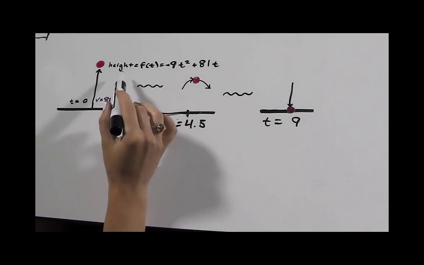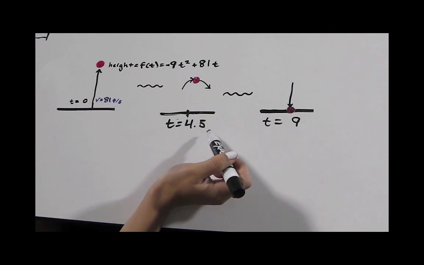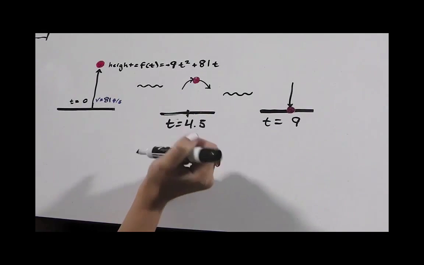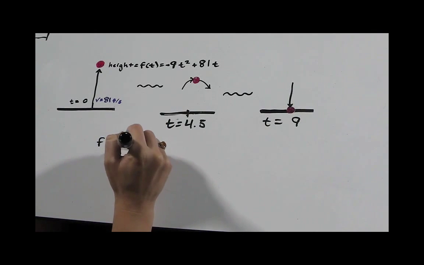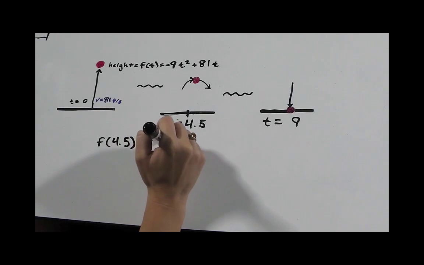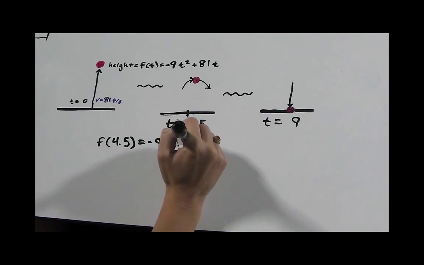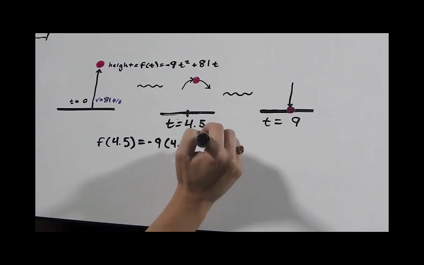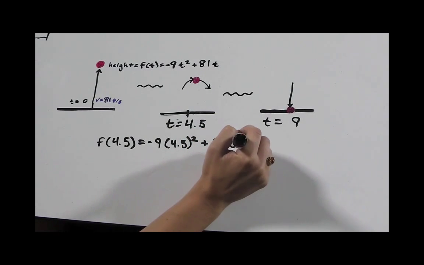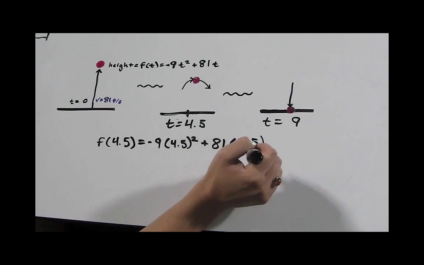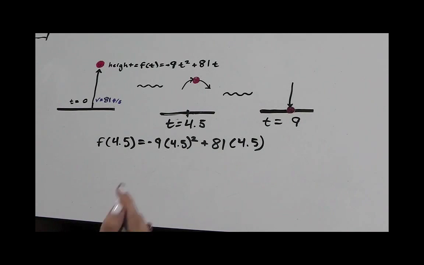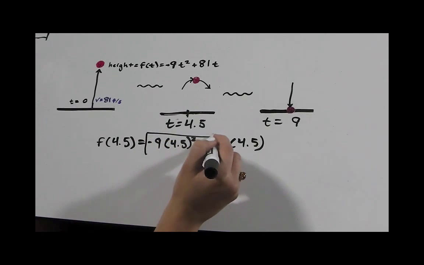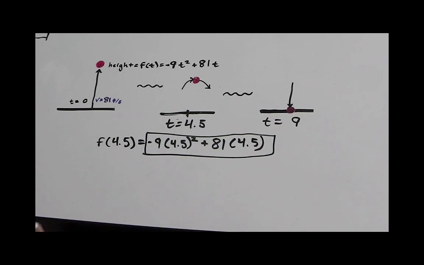And then the question is, what is that maximum height? Well, we can figure out the height at t equals 4.5 just by plugging it back into f of t. So f of 4.5 equals negative 9 times 4.5 squared plus 81 times 4.5. Now, I don't really feel like solving this out, but you're welcome to at home. It's also possible to just plug this answer into WebWorK as your answer for the maximum height of this pomegranate.